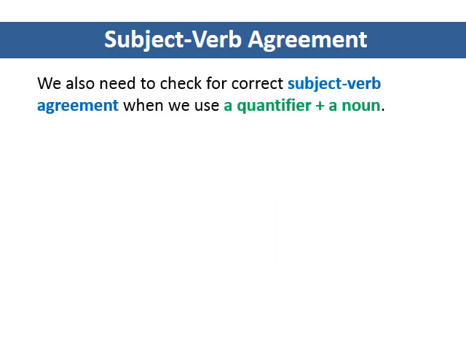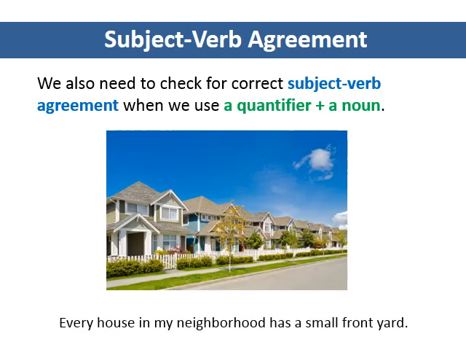We also need to check for correct subject-verb agreement when we use a quantifier plus a noun. Quantifiers are words that modify nouns and noun phrases and talk about amounts. Listen to the sentence. What are the subject and the verb of the sentence? Every house in my neighborhood has a small front yard. The subject is every house, and the verb is has.